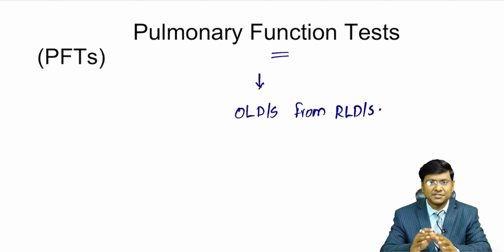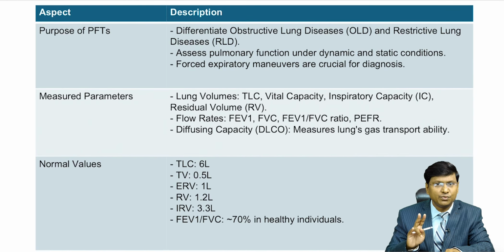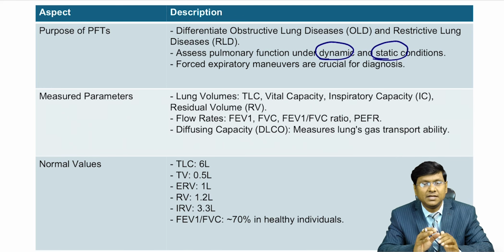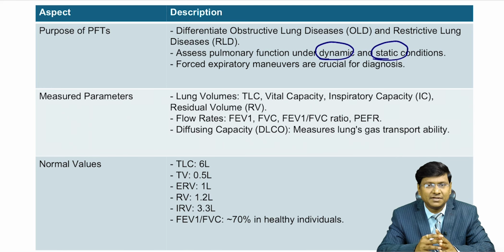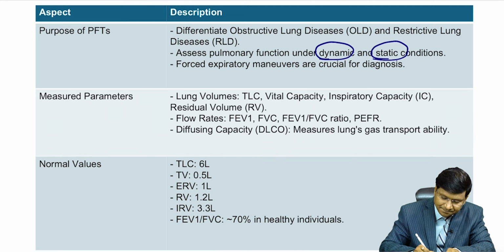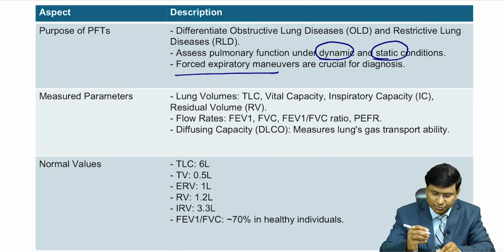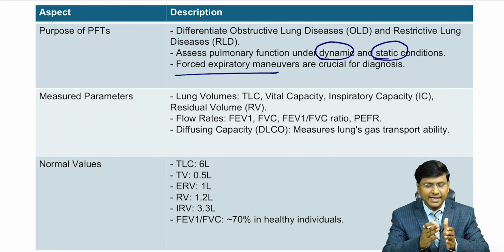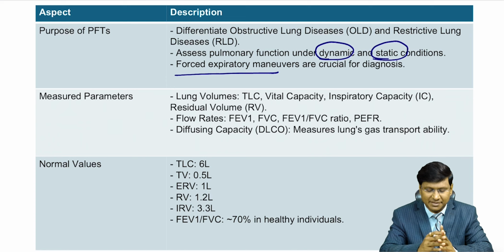In this pulmonary function test, we have two methods by which we assess the pulmonary function. One is the dynamic lung function and the other one is the static lung function. We test various parameters in both static and dynamic lung functions, but it is the forced expiratory maneuvers that are very crucial for the diagnosis of obstructive lung disease or restrictive lung disease. And what are the various parameters that are being measured?